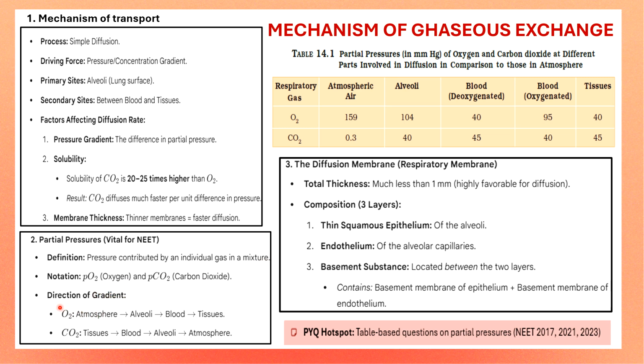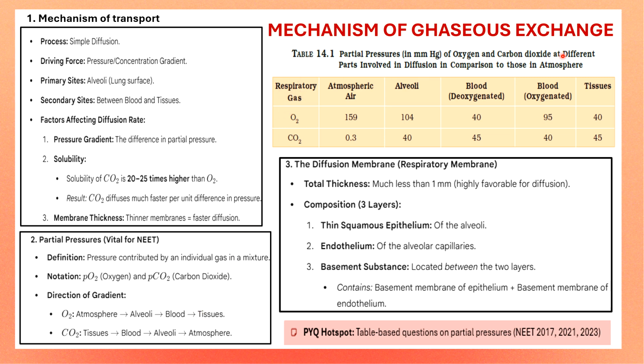Now, the direction of the gradient: oxygen always goes from the atmosphere to the alveoli, then from the alveoli to the blood, and from the blood to the tissues. And for carbon dioxide, it goes from the tissues to the blood, then from blood to alveoli, then to the atmosphere. This direction of gradient is very important. We will read it in more detail, but let us see some values now.